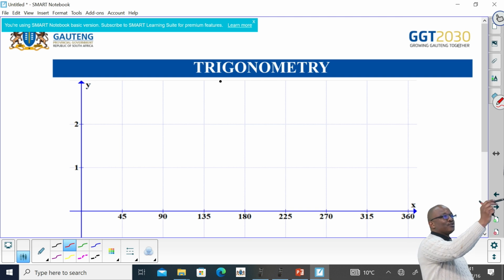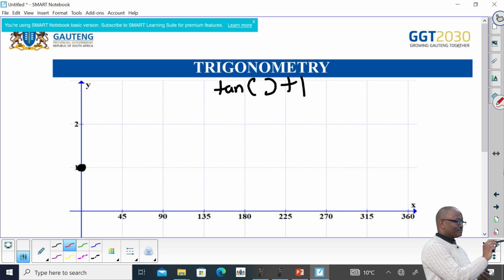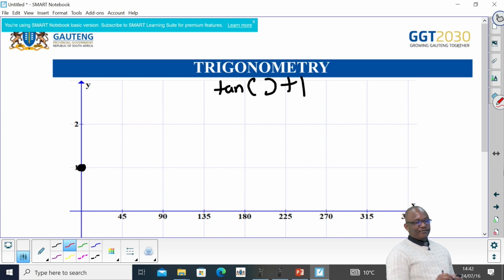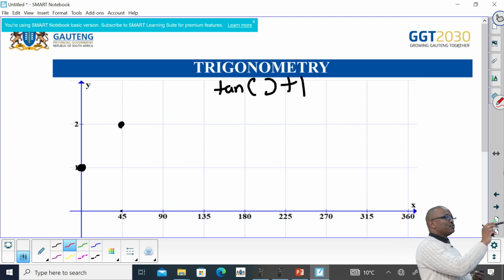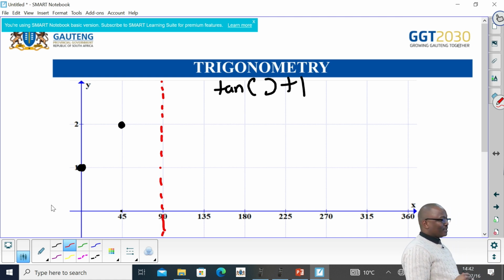Then now, in your calculator, you know very well that you're going to have tan of x plus 1. Then the minute now you substitute, you say tan of 0 plus 1, you are going to get 1. And if you say tan 45 plus 1, you are going to get 2. And always when you're saying tan of 90, you will get your undefined there. And 135, you will get 0. Then 180, you will get 1.